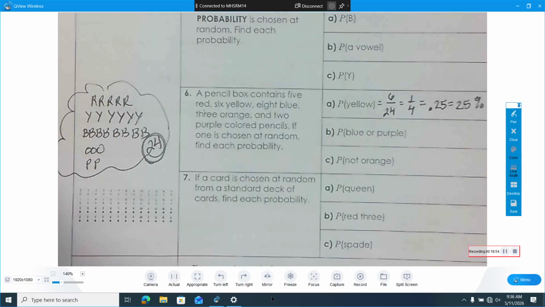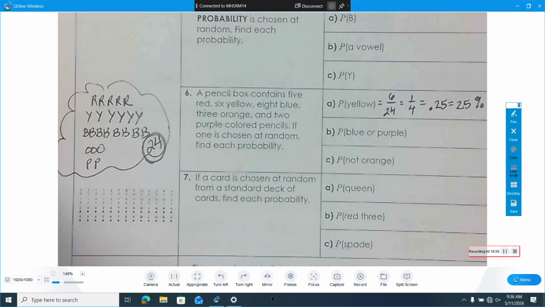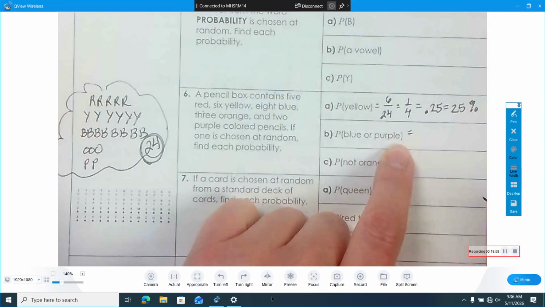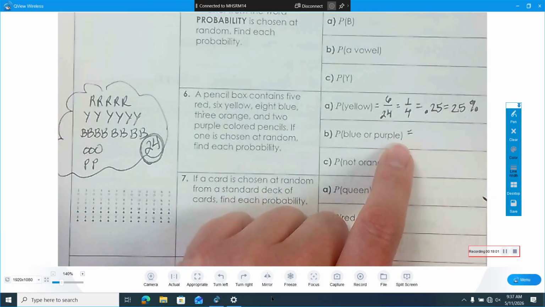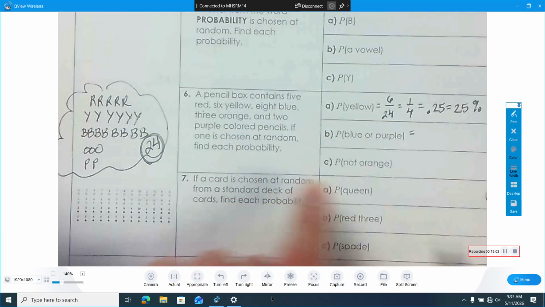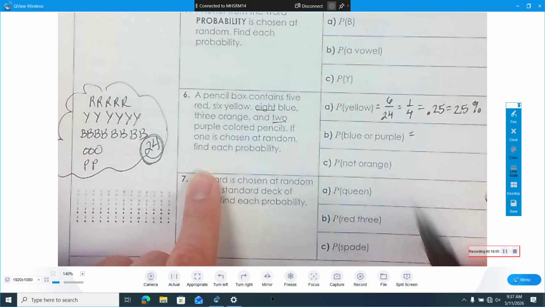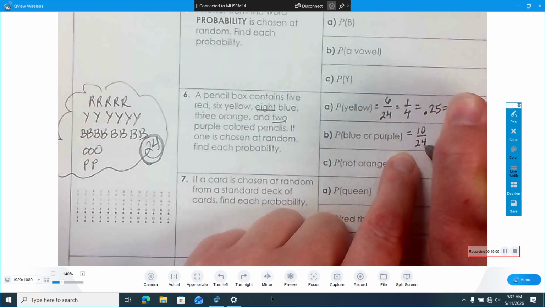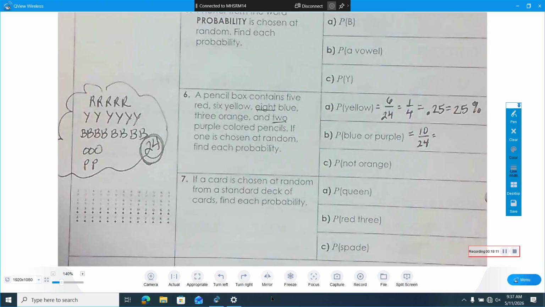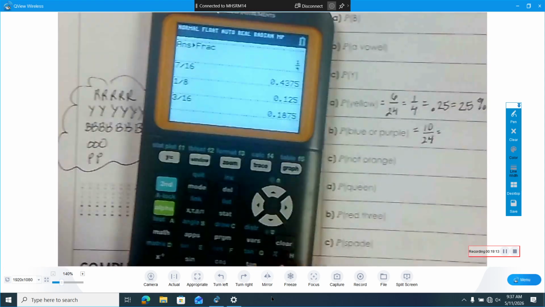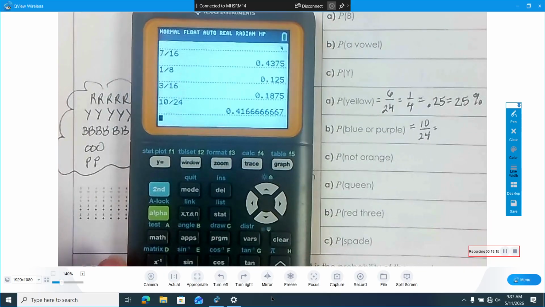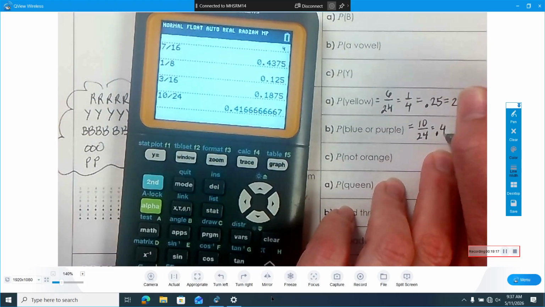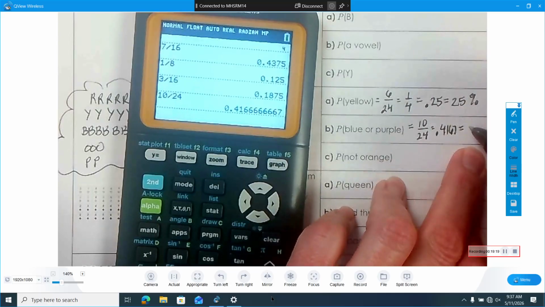What's the probability that you get a blue or a purple? How many winners are possible? There's 8 blue and 2 purple, which is how many winners? 10 winners out of 24. That is 0.4167, so 41.67%.